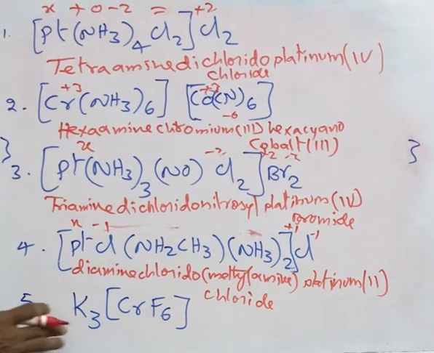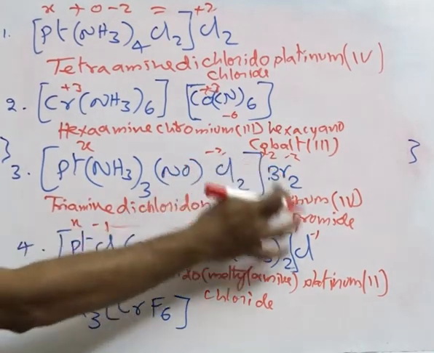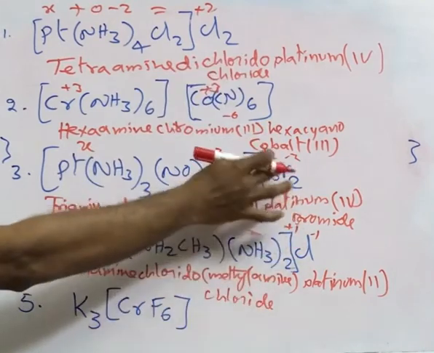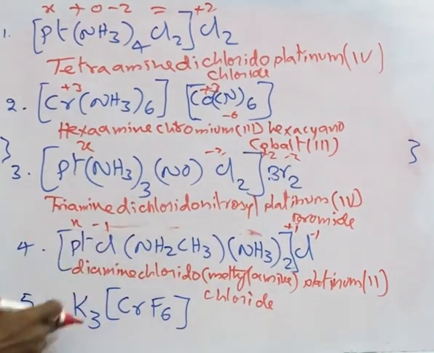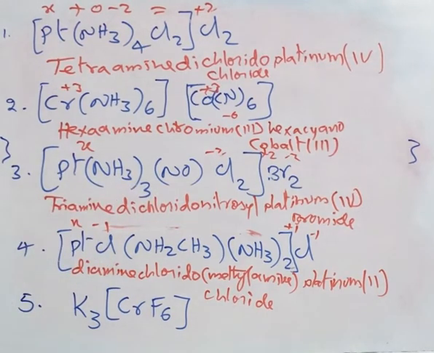Next, the last one, in these 5 examples we have taken. In this, the last one is potassium based. If it is like this, this counterion is a metal, so you need to write this first. But in other cases, counterions have negative charges, non-metals. Here the counterion is a positive charge, a metal. So here we need to mention this potassium first. We simply write potassium.